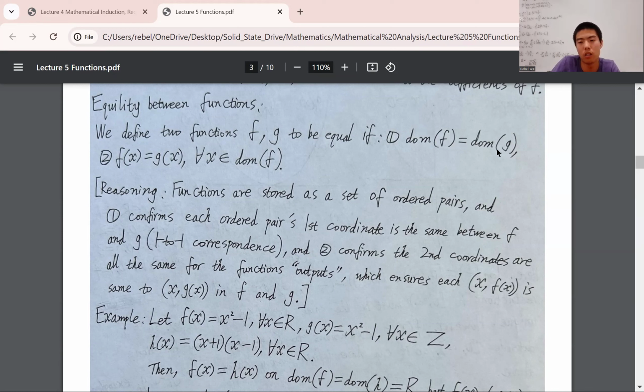And another thing, on the condition that their domains are the same, there is one more thing we need to make sure of, which is that f(x) is equal to g(x) for all of the elements in the domain of f, which is also the domain of g because they're the same. So all of the elements in their domain must be transformed to the same value by the two different functions. Then we can say the two functions are exactly the same function. So the reasoning is very similar.